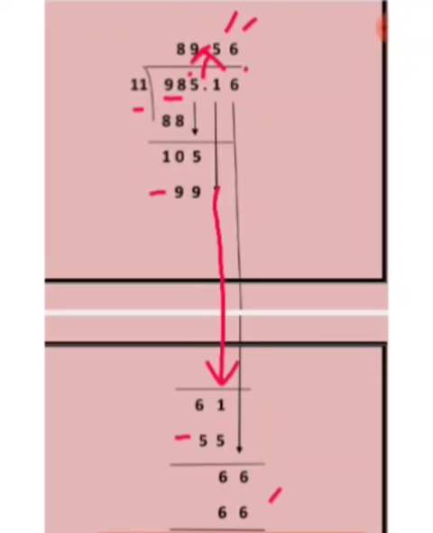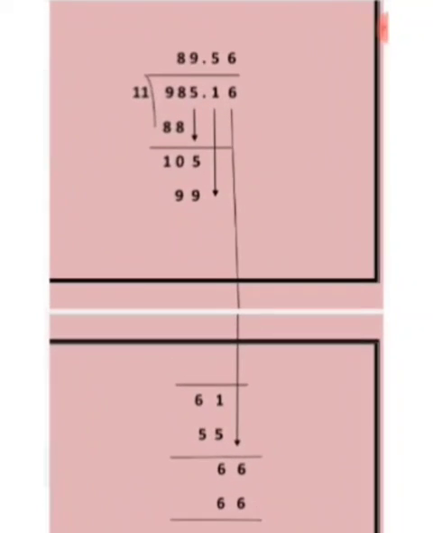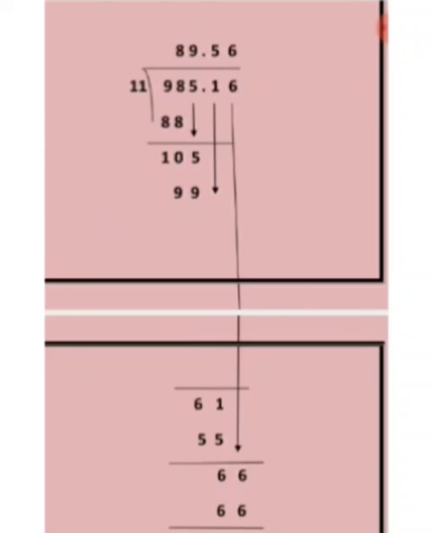So our quotient is 89.56. Now last task of this division, that is, we'll write quotient. What is the quotient? Quotient is rupees 89.56. This is our answer. Okay, and remainder is 0.